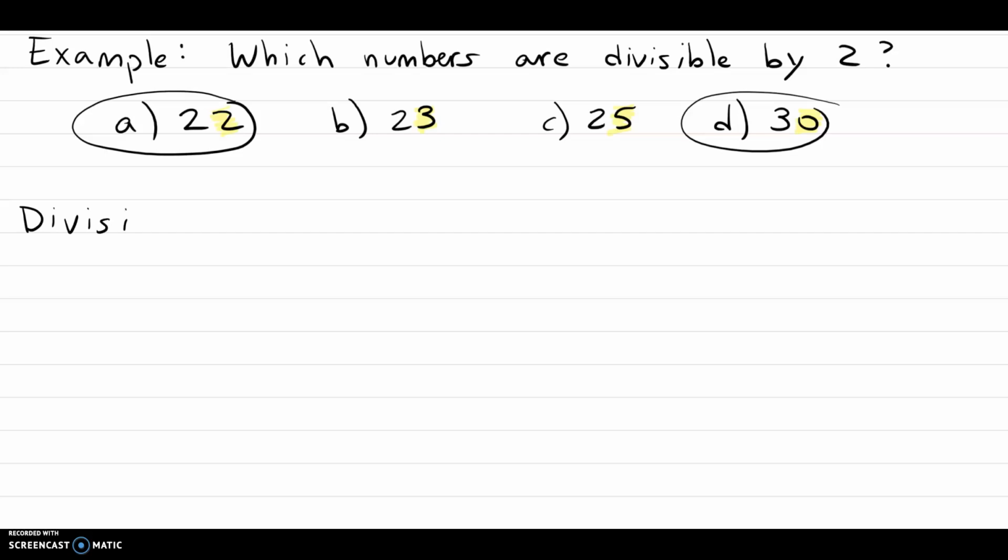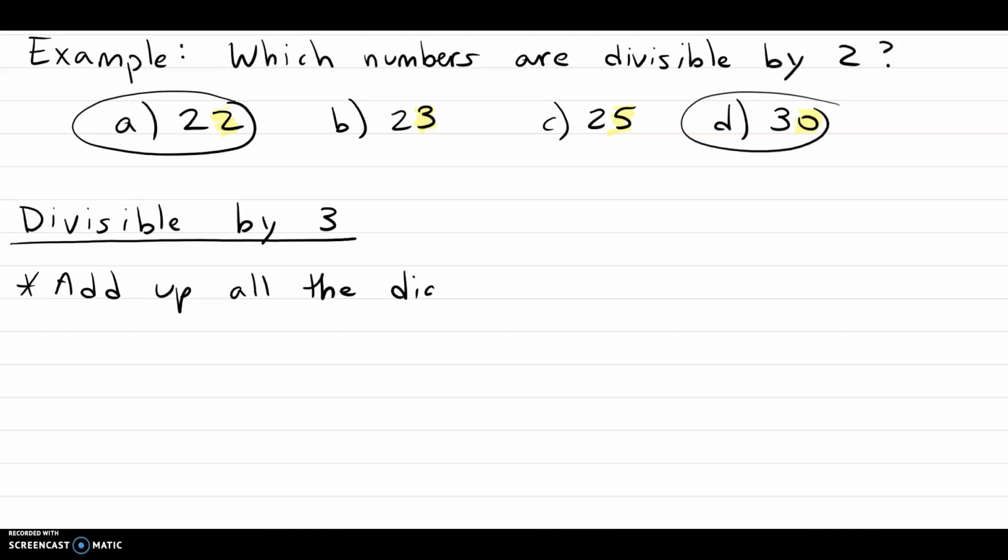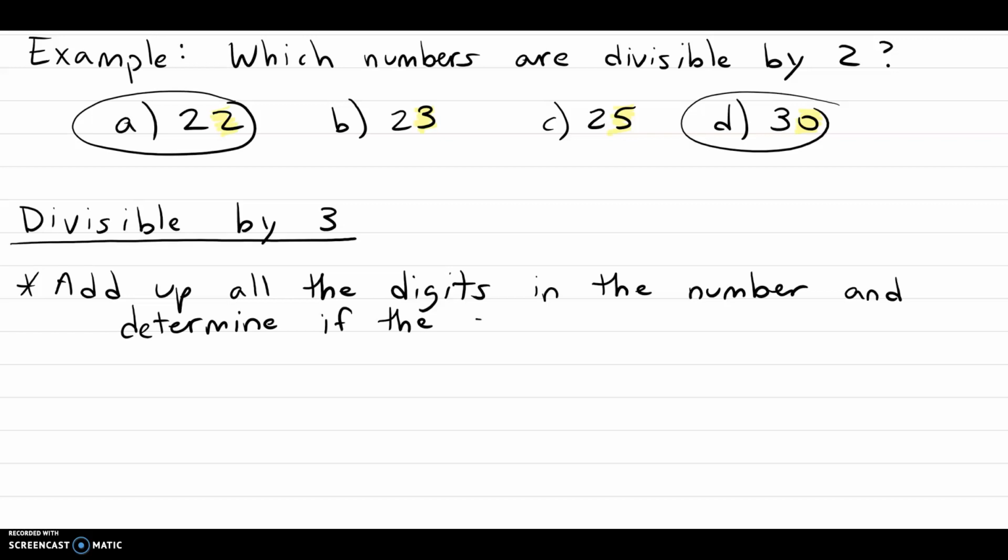Next, we'll look at divisible by 3. So the rule to be divisible by 3 is you have to add up all the digits in the number and determine if the sum of what you added, so whatever the number is that you added, can be divided by 3.